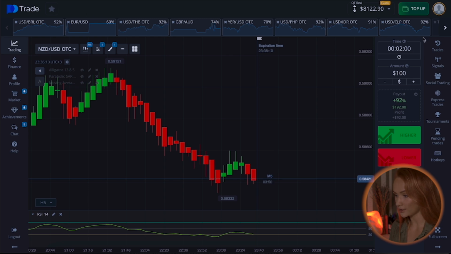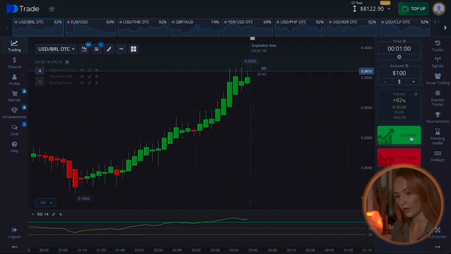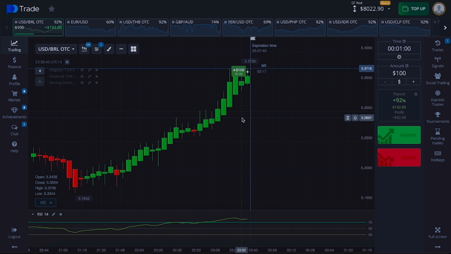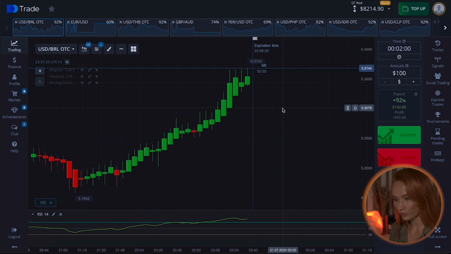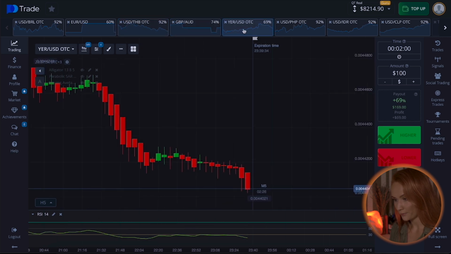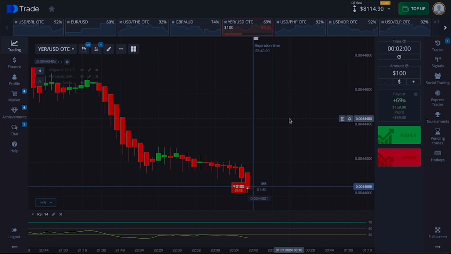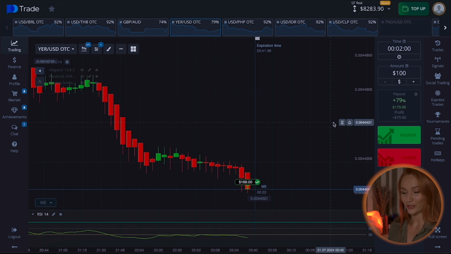Let's take deals for 1 minute and open it on the dollar Brazilian real currency pair. Let's go. Excellent, the deal brings us profit. Let's change the time to 2 minutes and work with the next currency pair, which will be Yemeni real and American dollar. Sell deal for 2 minutes. Great. The deal brings profit.